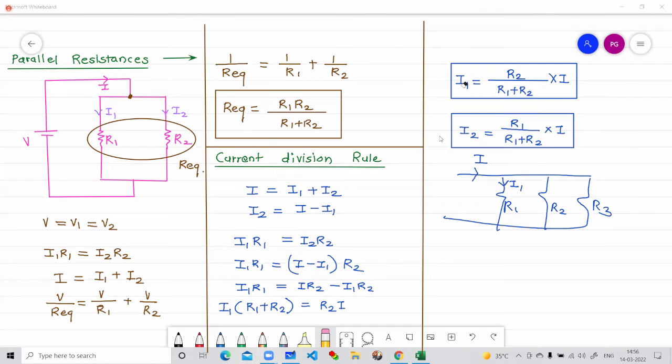Listen carefully. When you want to calculate current through a particular resistance, that is equal to the resistance in the other branch which is parallel to it, divided by the addition of the parallel resistances, multiplied by the total current entering the parallel combination. Now think over it. Take 2 minutes. Why are you in a hurry to finish up with your task? Take 2 minutes, think, and then tell me.